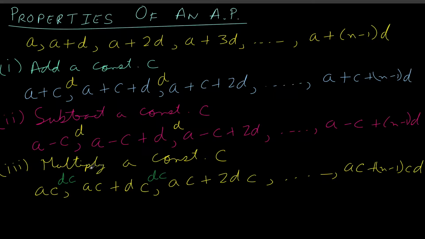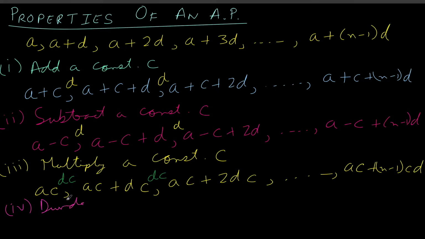So what we see here is that this sequence still remains an AP, but the common difference gets multiplied by the constant. So if you multiply an AP with a constant, let's say C, then the first term gets multiplied by C, so the first term is AC, and the modified common difference now is CD. So the common difference also gets multiplied, but the sequence still remains an AP.